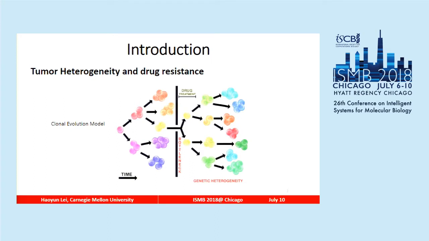When the tumor is treated by drug, although some tumor populations would bottleneck due to the treatment, some drug-resistant tumor will survive and divide and then grow into a new tumor according to the model. So in order to develop new drug combinations, we have to have a deeper understanding of tumor heterogeneity.